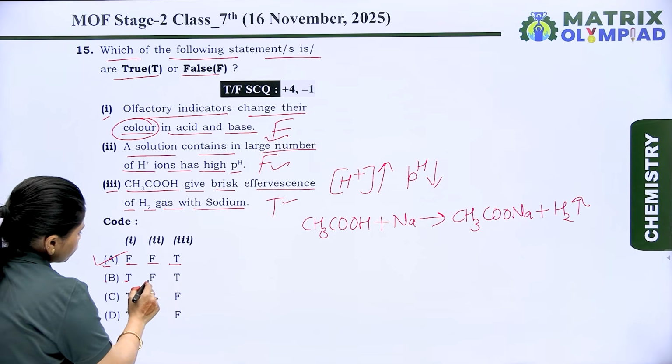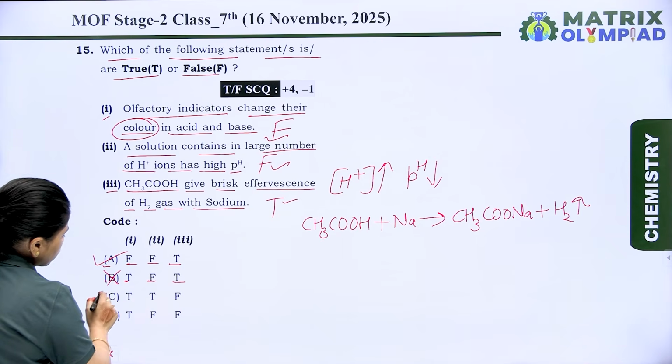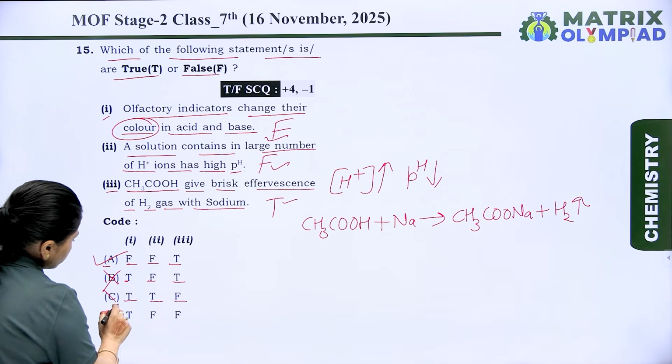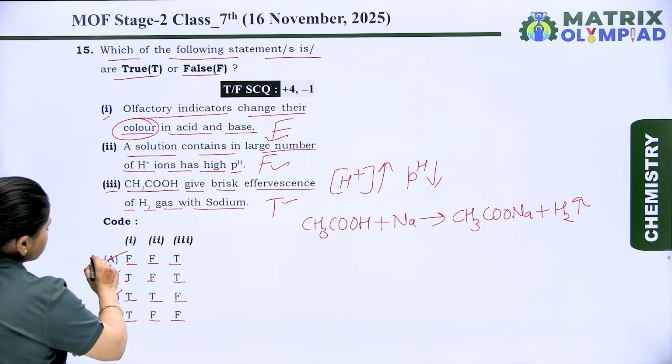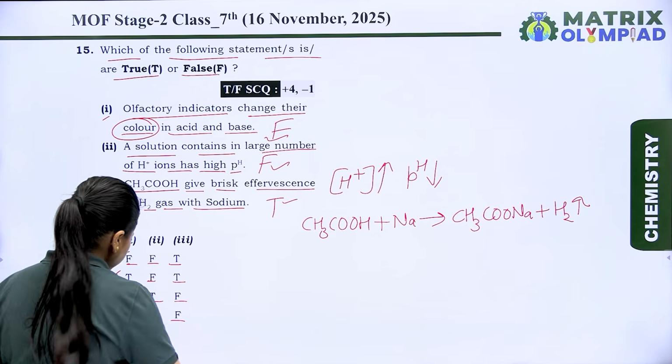Option B, true, false, true, no, wrong. True, true, false, no, wrong. And true, false, false, this is again wrong. So the correct answer is option A.